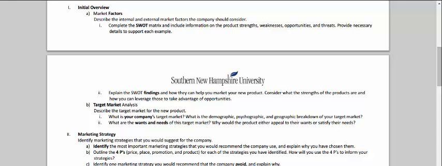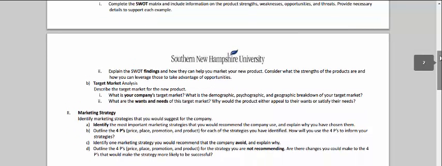The second part of this paper is where you're going to be creating new content this week. That's the marketing strategy section. Here, I'm looking for you to identify the most important marketing strategies that you recommend that the company could use. Many of you have already gotten a head start on this, talking about it either in your discussion post or in your Milestone 2 paper.